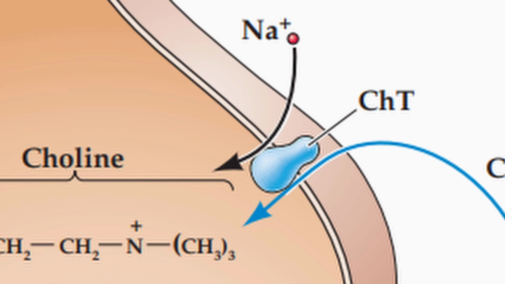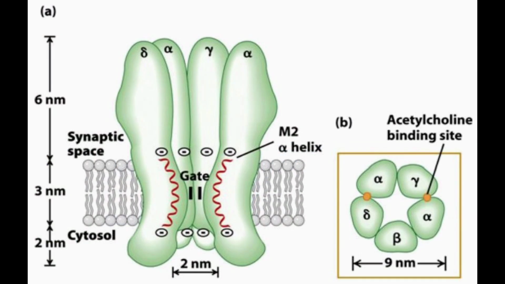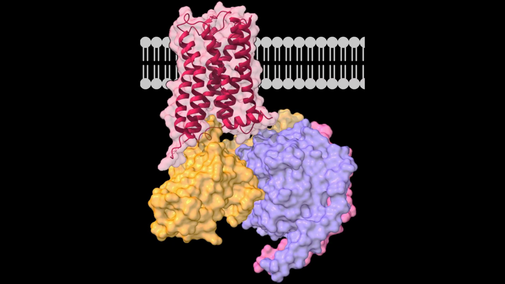Because it is so widespread, there is more diversity in the acetylcholine receptors. Some named nicotinic receptors, because nicotine can also bind them, are channels that open in the presence of acetylcholine, enabling different cations to enter the postsynaptic neuron. Others, named muscarinic receptors, are G-protein coupled receptors that activate or inhibit potassium channels.